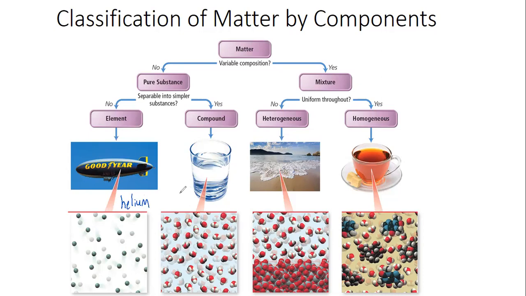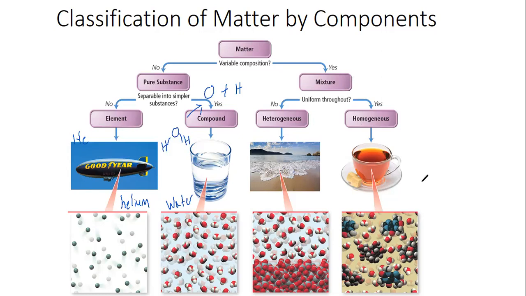On the right, we have water. This is a compound, because we can take water, which is H2O, and break it down further into oxygen plus hydrogen. Helium, we can't break down further without going into nuclear chemistry, and we're not going to talk about nuclear chemistry. On the right, we have mixtures, and two different types of mixtures, heterogeneous or homogeneous.